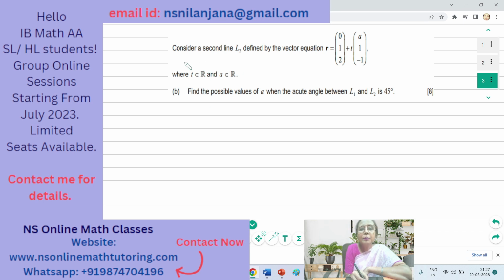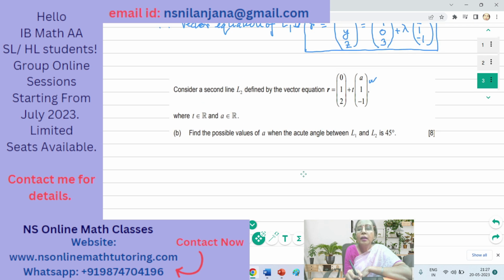Okay, so this is part (b). It says consider a second line L2 defined by the vector equation r equal to (0, 1, 2) plus t (a, 1, -1). This is actually the direction vector of L2, where t is a real number and a is also a real number. Part (b) says find the possible values of a when the acute angle between L1 and L2 is 45 degrees. It carries 8 marks.